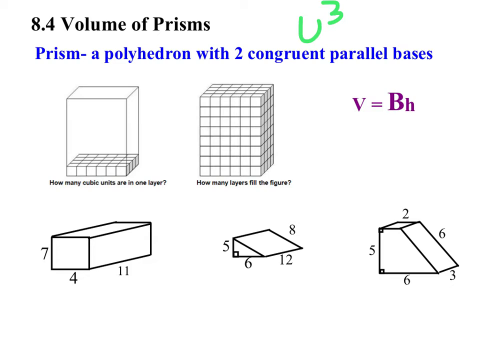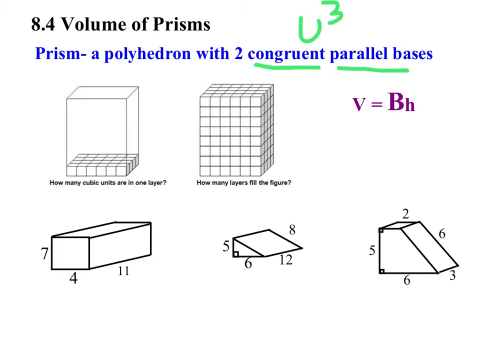All right, so we also need to know what prisms are. Prisms are polyhedrons, meaning they're made out of all polygons, which have to have flat sides, can't have any curves or anything like that, okay? And they have two congruent parallel bases. So not only do they have to have congruent bases, but they have to be parallel as well.